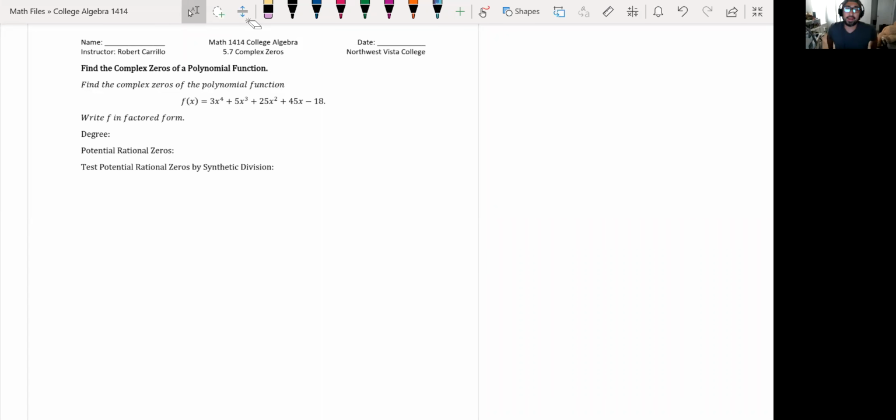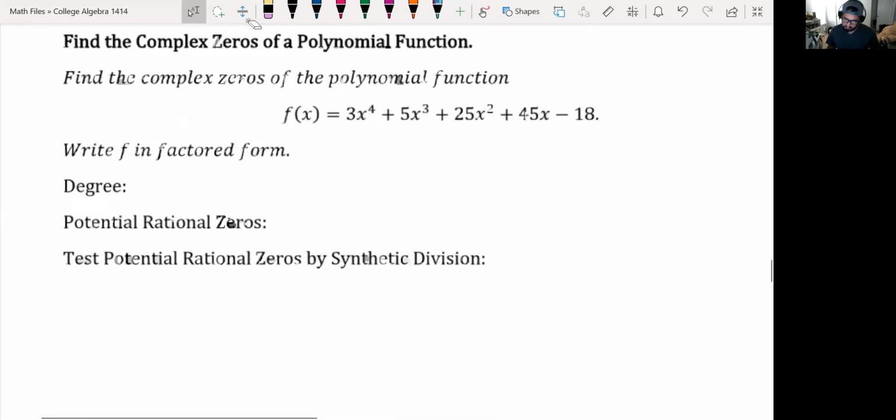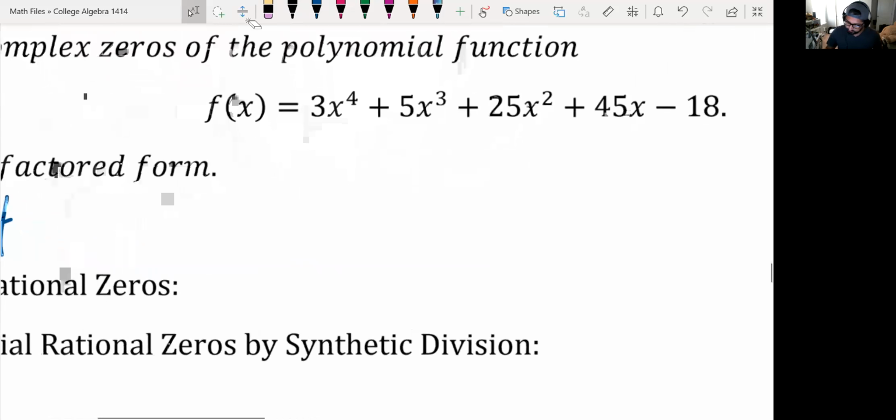For this problem, we want to find the complex zeros of the polynomial function. So basically, we're going to find the potential rational zeros, throw them into synthetic division, and keep breaking it down and find the real zeros and also find the complex zeros. Okay, so first up is the degree, which tells us how many zeros we have. So we have a degree of 4, which means we should have 4 zeros at the end, real and complex together.